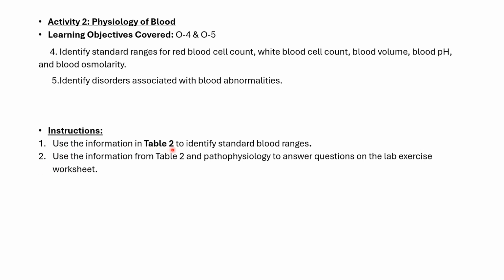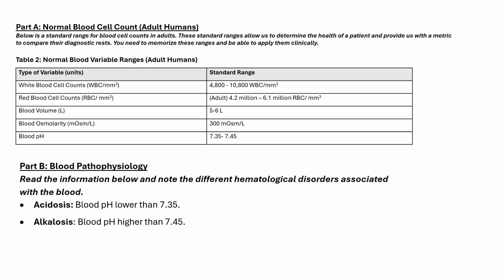You are supposed to use information in table 2, and then you're supposed to answer the questions in the lab exercise work. This is table 2. In this table, you can find normal value ranges of WBCs, RBCs, blood volume, blood osmolarity, and blood pH. You have to learn these. And why is it important to know the normal values? Because if we do not know the normal, we will not be able to diagnose a pathology. In different conditions, these values change differently.